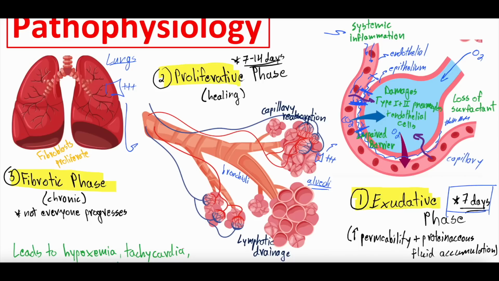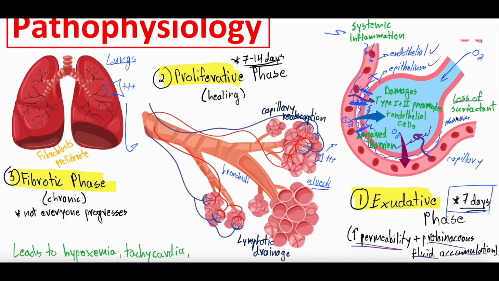And you start to get this proteinaceous fluid accumulation within the alveolus because there's that increased permeability between the capillary and the alveolus, because you get damage to the endothelium of the capillary and the epithelium of the alveolus, driven by inflammatory cells. And then this balloon starts kind of filling with proteinaceous fluid.